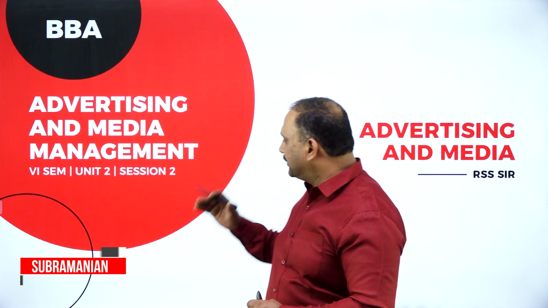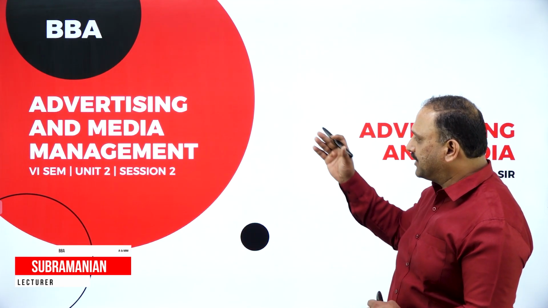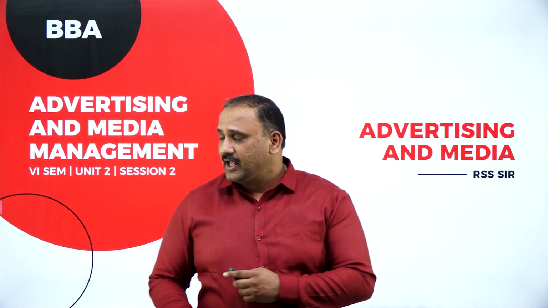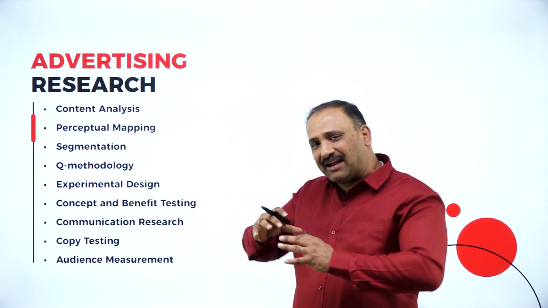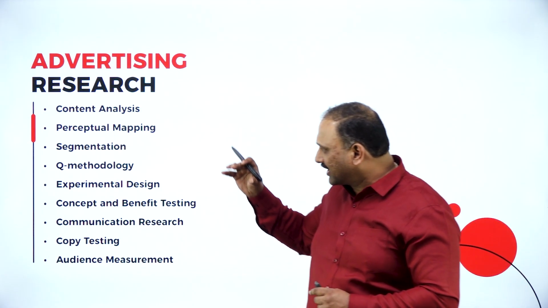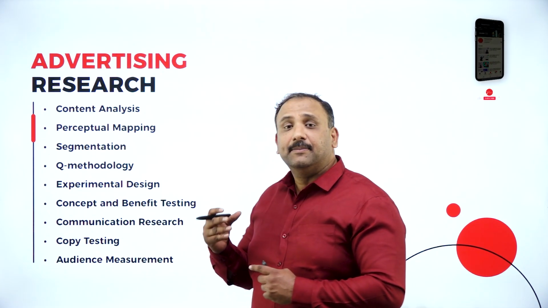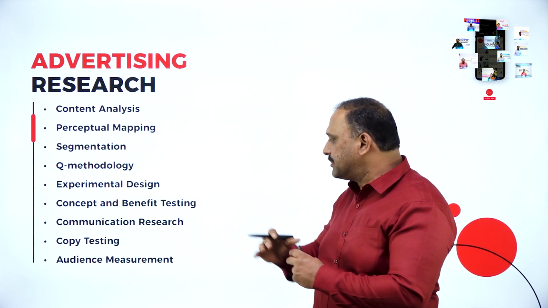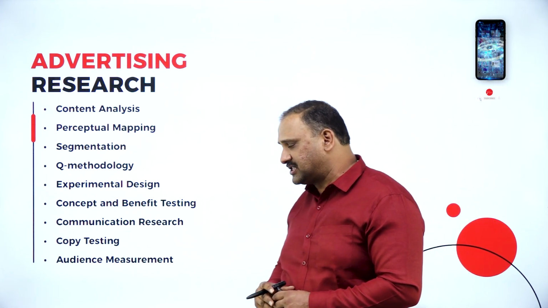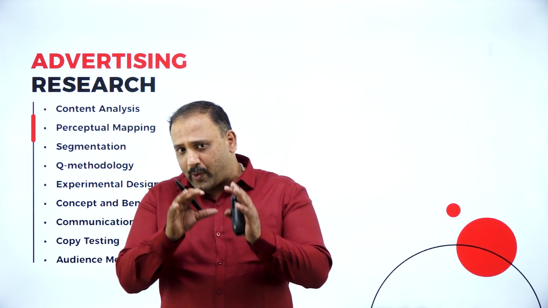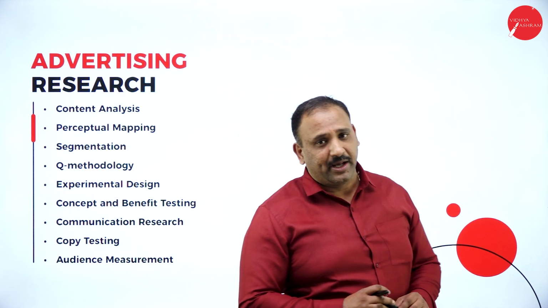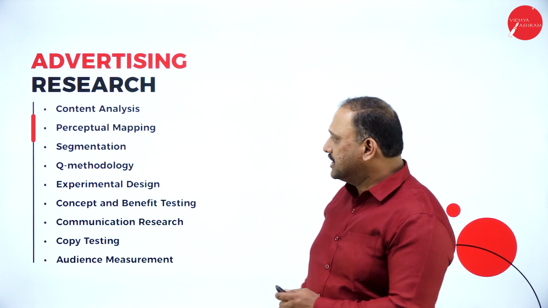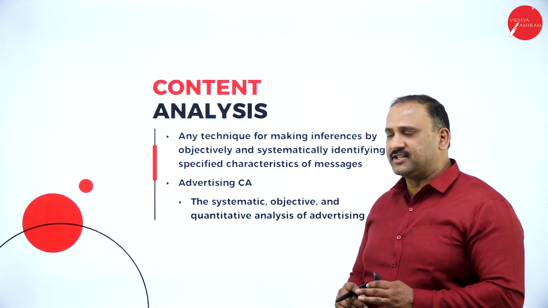Good morning and welcome to the second session in Unit 2, 6th semester Advertising and Media Management for BBA, where we're going to talk about advertising and media. Now, we're going to talk about the advertising research itself, which is going to consist of content analysis, perceptual mapping, segmentation, Q methodology, experimental design, concept and benefit testing, communication, copy testing, and audience measurement. So we've got quite a number of topics to be spoken about today. All these topics are very important because we are going to do the advertising research. So moving further, we're going to first start with the content analysis.